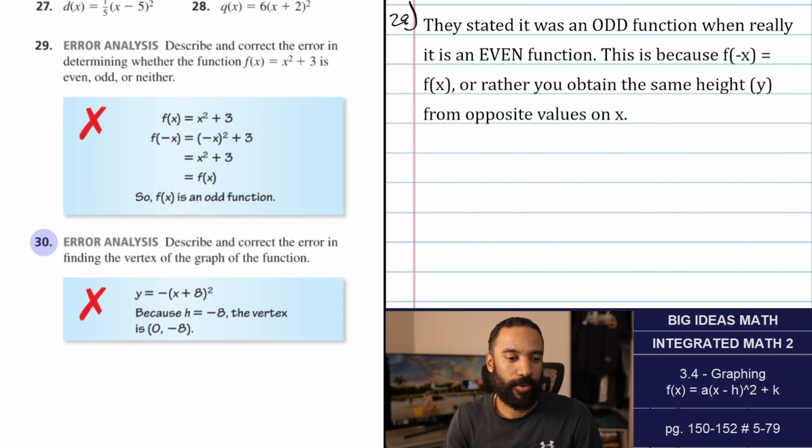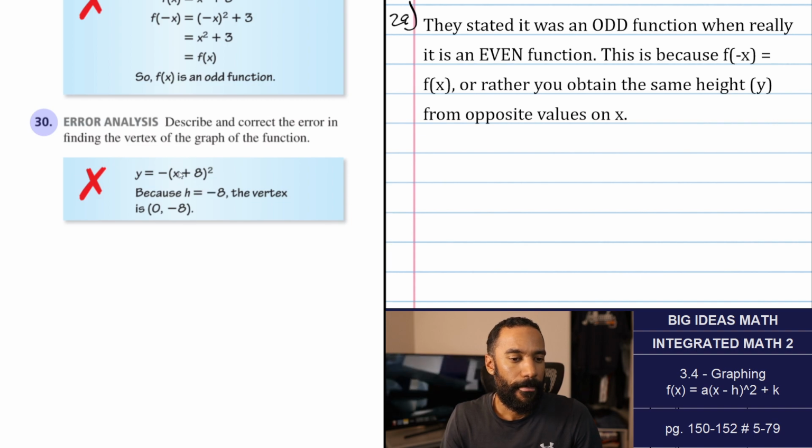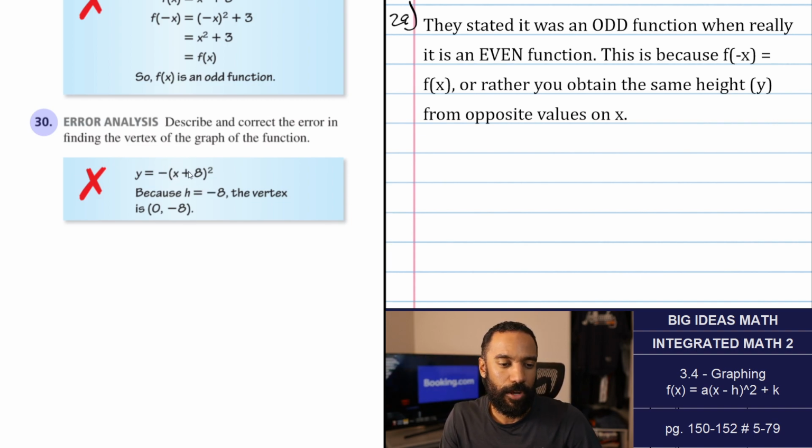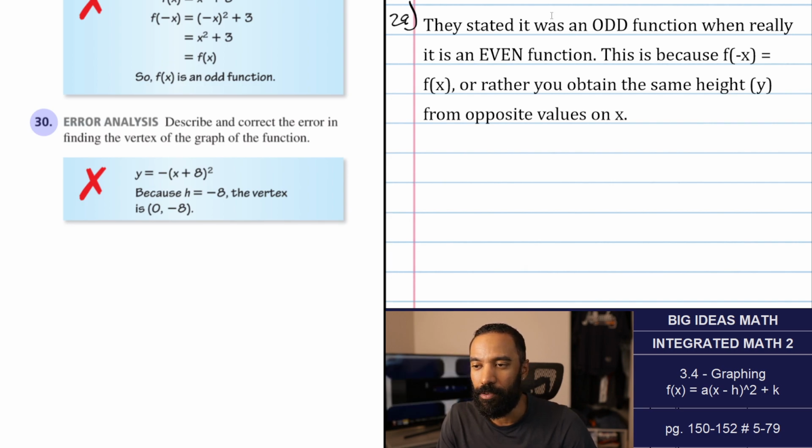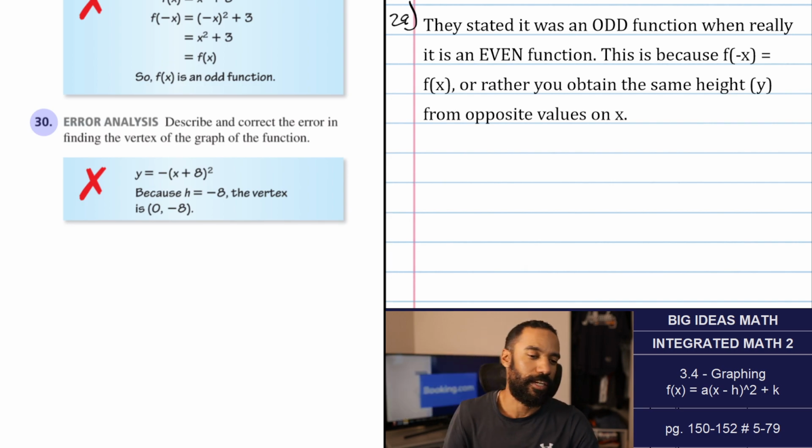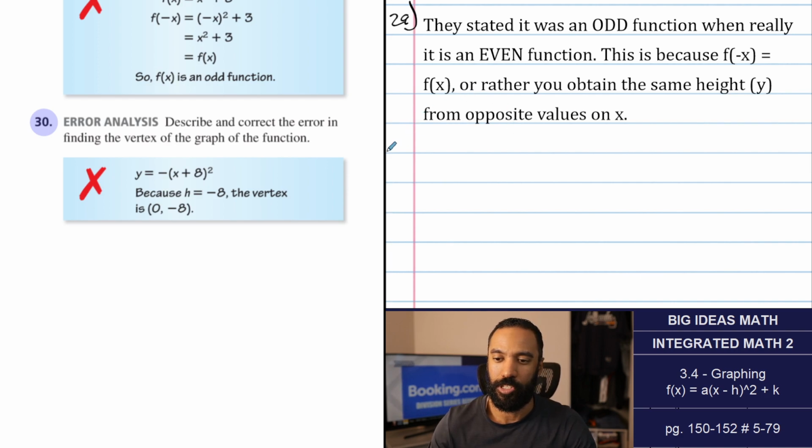Number 30: Describe and correct the error in finding the vertex of the graph of the function. So negative x plus 8 quantity squared. H is negative 8. The vertex is 0, negative 8. No, that would be the k value that they're trying to concoct right there. It should be negative 8 comma 0.